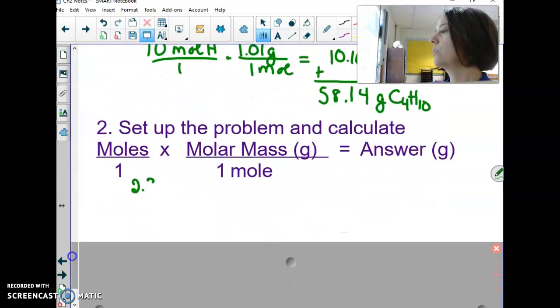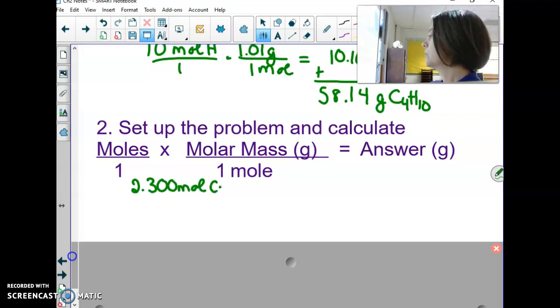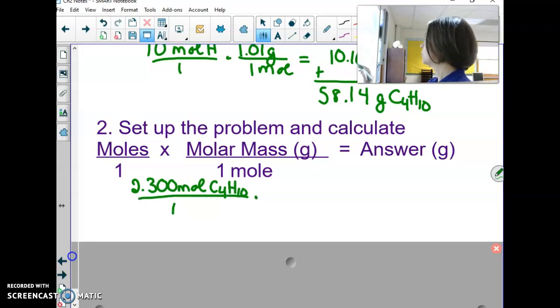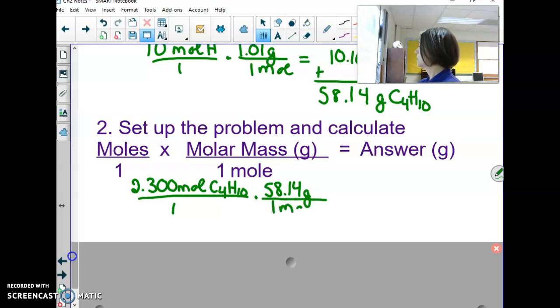So 2.300 moles butane over 1 times my molar mass, which I just found out was 58.14 grams over 1 mole is equal to my answer. So please take a minute and calculate your answer.